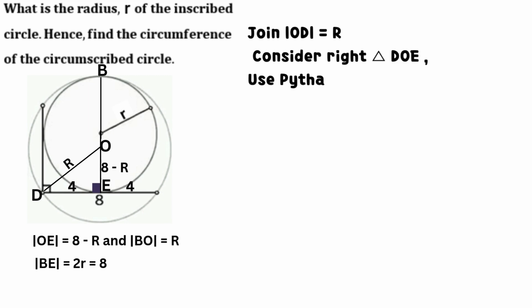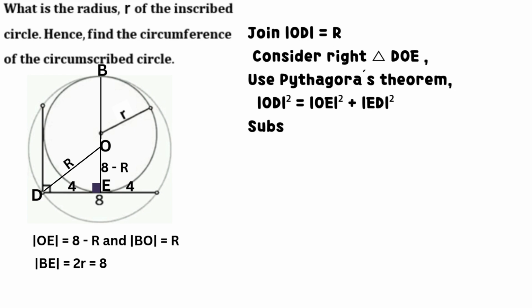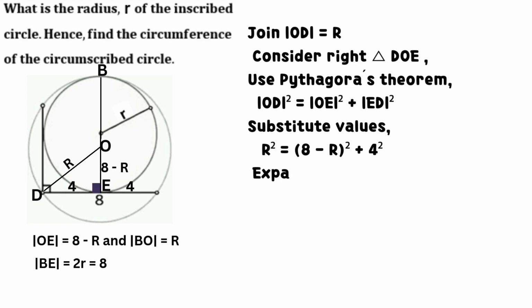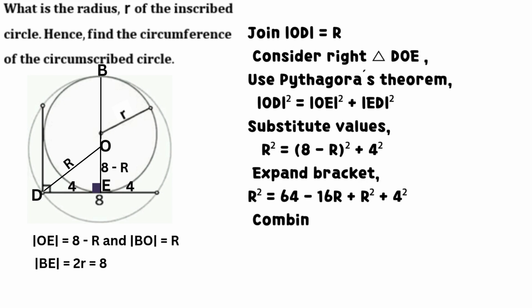Join line OD, which equals R. Consider right triangle DOE. Use Pythagoras' theorem. The square of line OD equals the sum of the square of line OE and the square of line ED. Substitute values. We have that the square of R equals the sum of the square of 8 minus R and the square of 4.